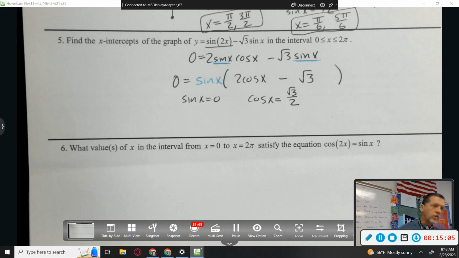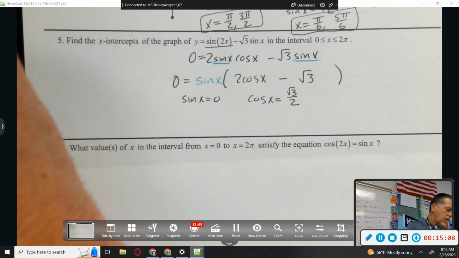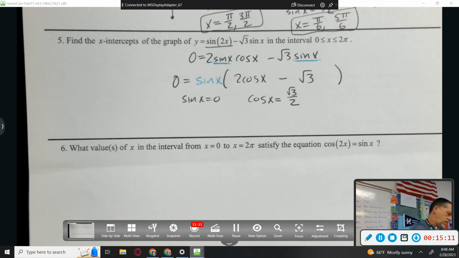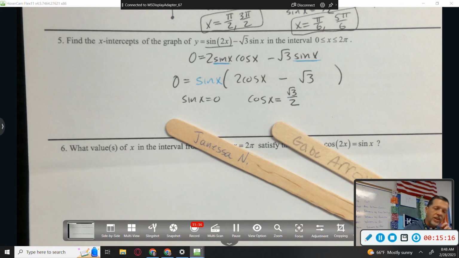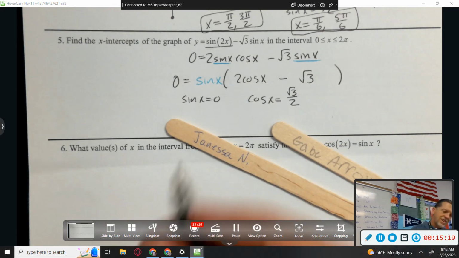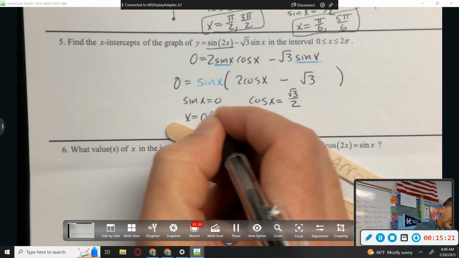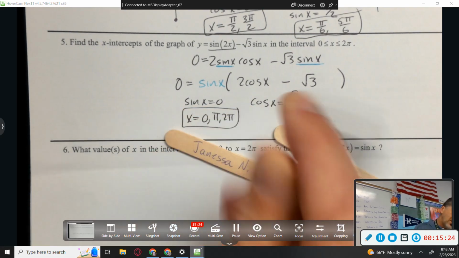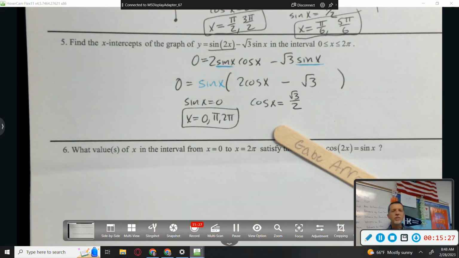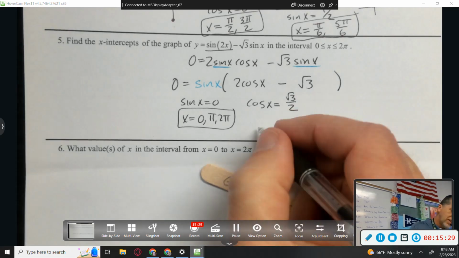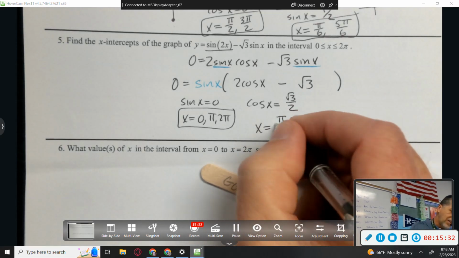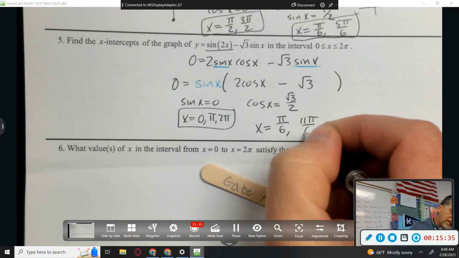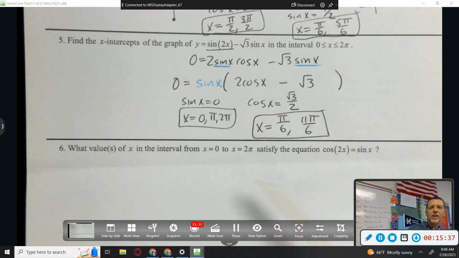So more unit circle questions. So Janessa probably knows where the sine's equal to 0. Very nice. Does Gabe know where cosine is equal to root 3 over 2? Very nice. You guys really are unit circle experts at this point. Someone doesn't know? Not true.